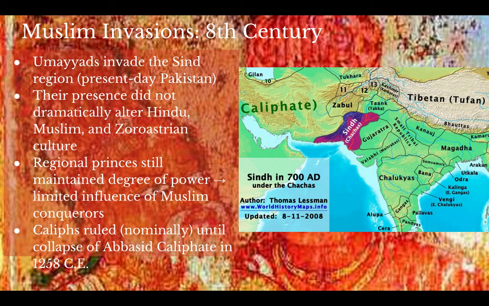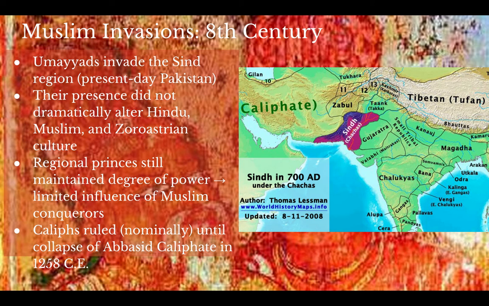Again, we see examples of Muslims invading the Indian subcontinent throughout its history, which ultimately has the long-term effect of instilling Islam in that region. So, if we go back to the 8th century, the Umayyad dynasty invaded in the region of Sindh, which is here in present-day Pakistan. And the Umayyad incursion in this region did not really change the everyday lives of the Hindus, Muslims, and Zoroastrians that lived in that region.